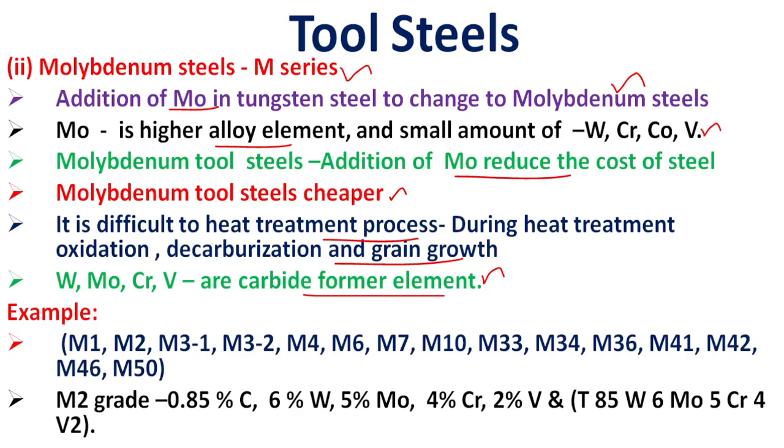The various grades of molybdenum steel material are M1, M2, M3-1, M3-2, M4, M6, M7, M10, M33, M34, M36, M41, M42, M46 and M50. Particularly, the M2 grade has carbon content 0.85%, 6% tungsten, 5% molybdenum, 4% chromium and 2% vanadium. This is called the series T85, W6, M5, C4 and V2, the abbreviation of the molybdenum tool steel M2 grade material.